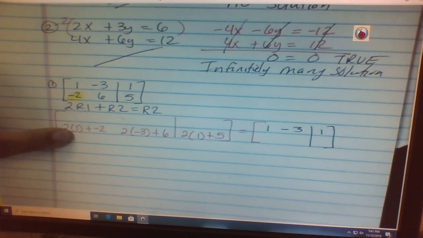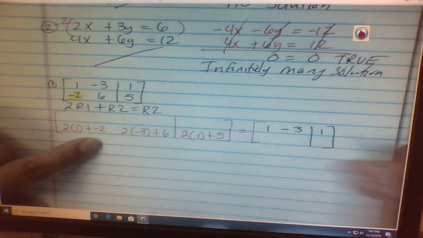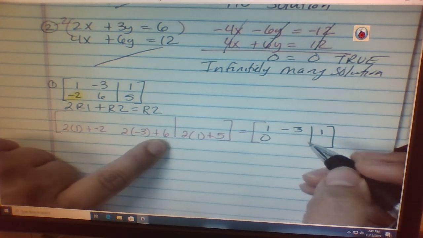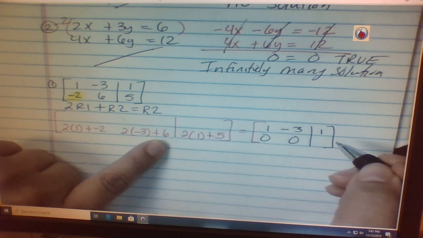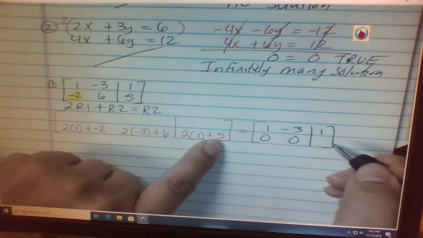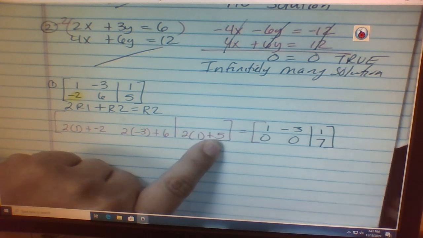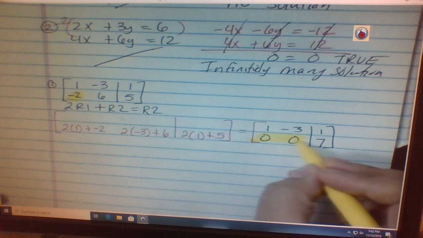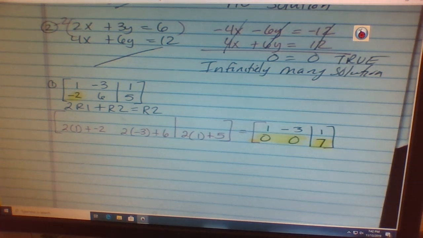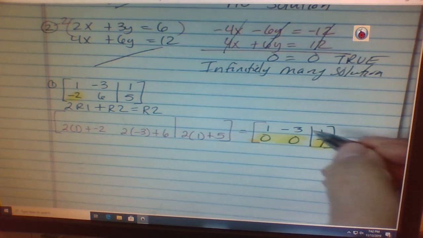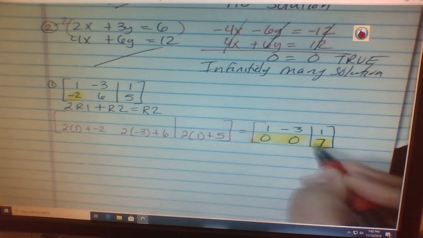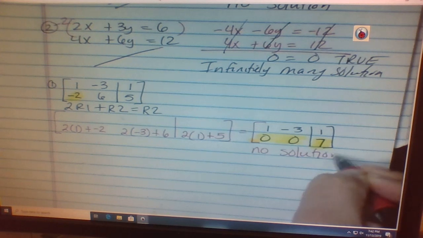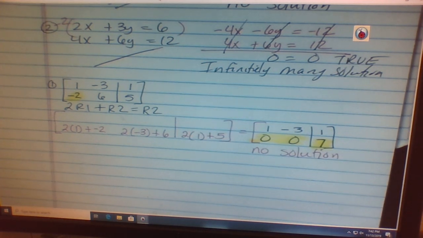What's 2 times 1 minus 2? 0. Awesome. What's 2 times -3 plus 6? 0. And what is 2 times 1 plus 5? 7. When this happens, that you have a 0 here and a 0 here and a 7, or a number, it could be any number. So anytime that you have 0, 0, but an actual number here, you should know, hey, that's no solution. I don't have to do anything else. I stop there. That's it. I'm done.